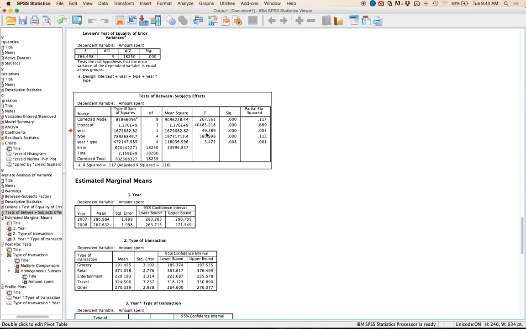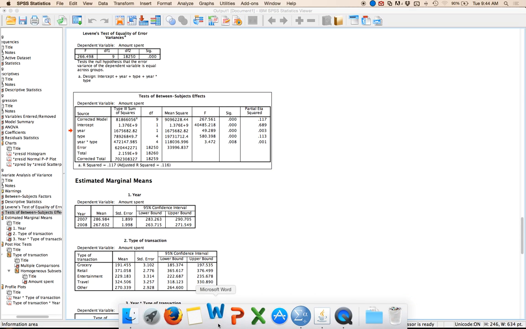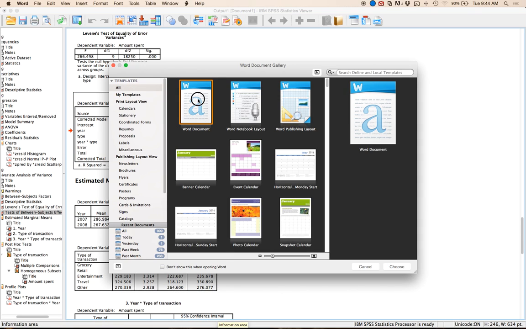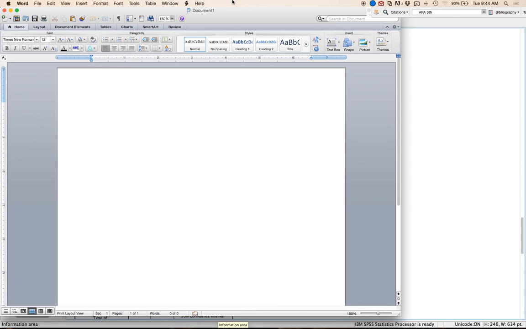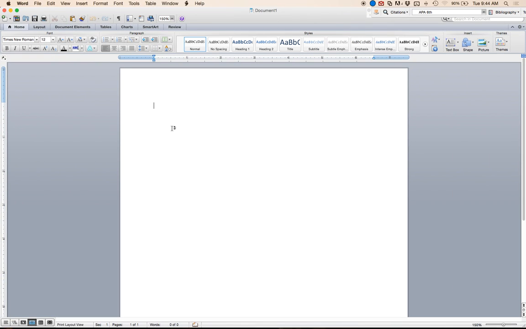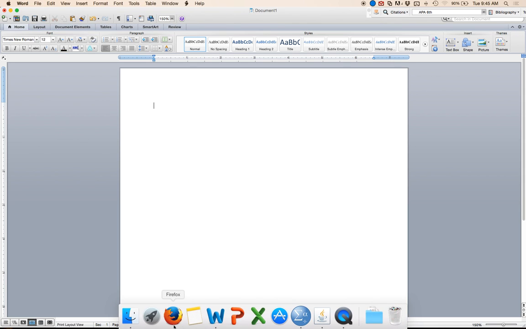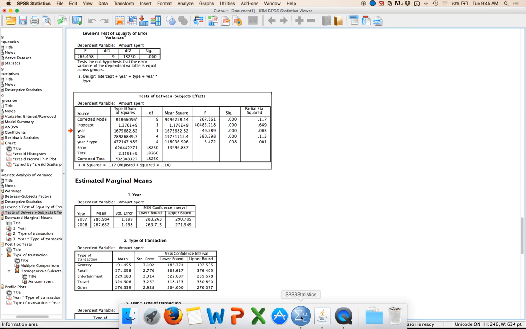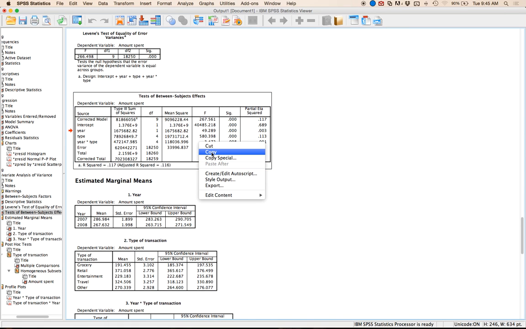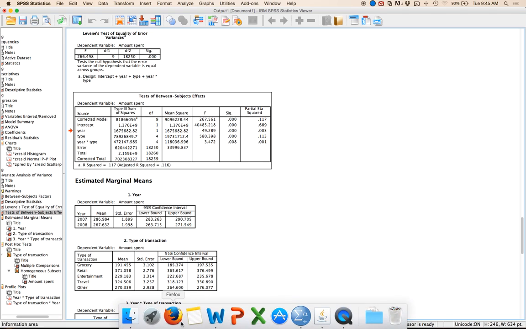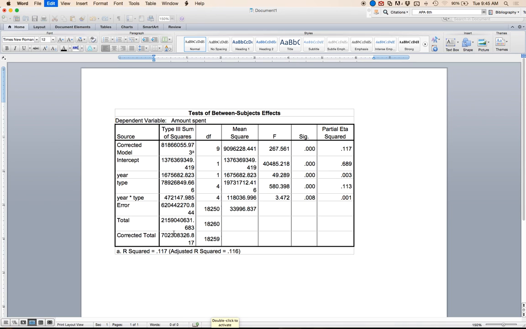Alright, so I'm going to take this between subjects effects box here, because that's where all the dirty work is. Stick it in Word so we can type while we do this. There we go. That looks like an ANOVA and not a birthday card.